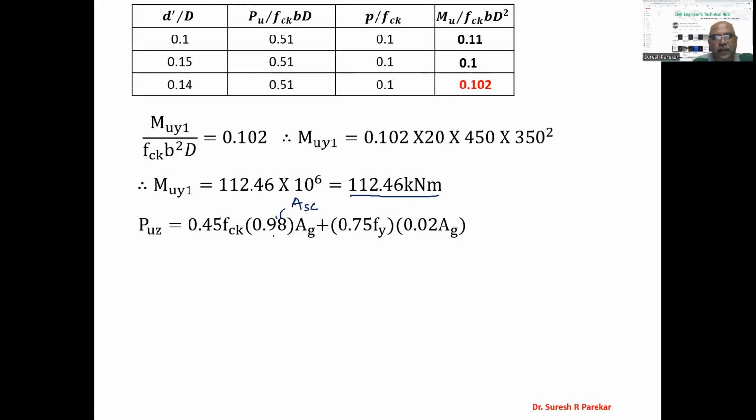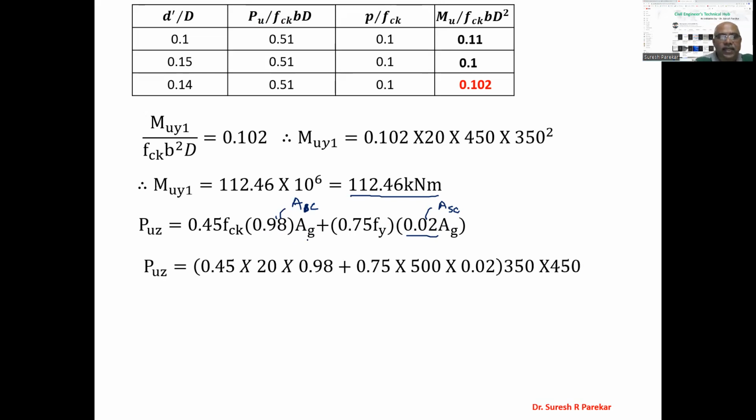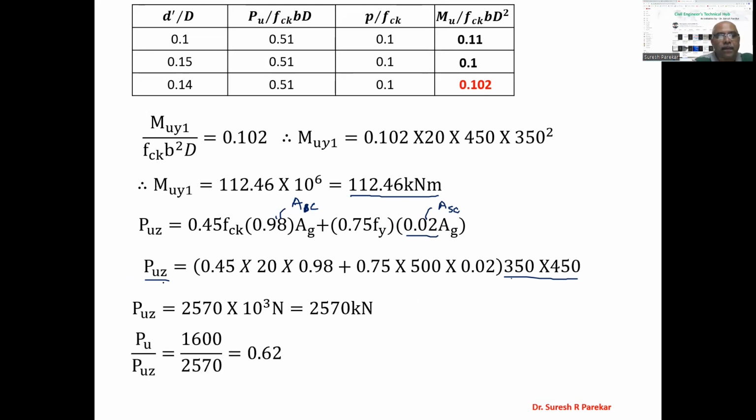ASC we have taken as 2%, and therefore it is taken 0.02 AG. Sorry, this is ASC, and the remaining is only AC, the area of concrete. So we have subtracted 0.02 from 1, and we get 0.98 AG. Substituting this value, AG I have taken common, that is 350 into 450. I got the value of PUZ. Now knowing PUZ, knowing PU, I can find PU upon PUZ. I got PUZ 2570, from which I get PU upon PUZ 0.62.